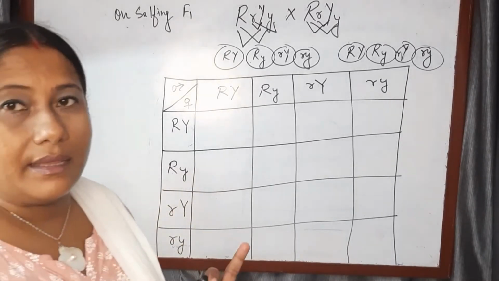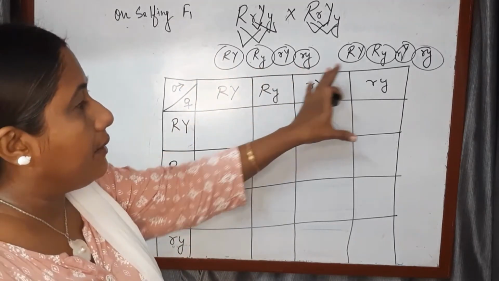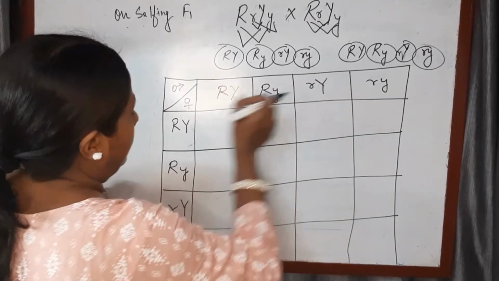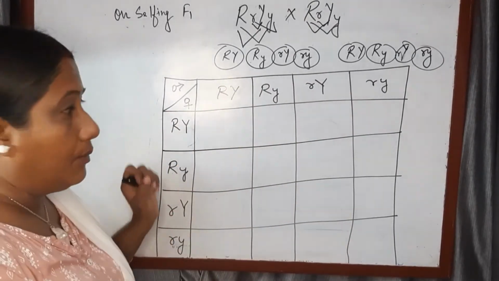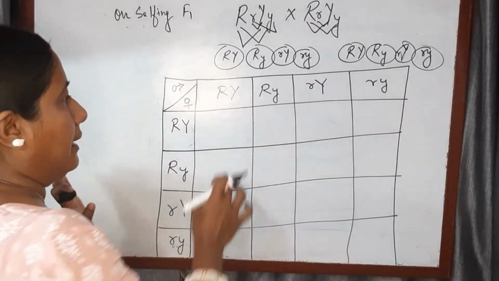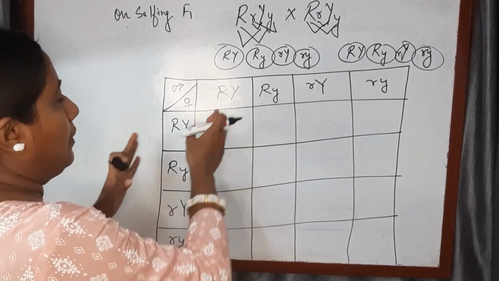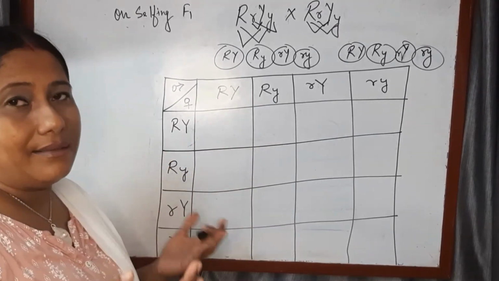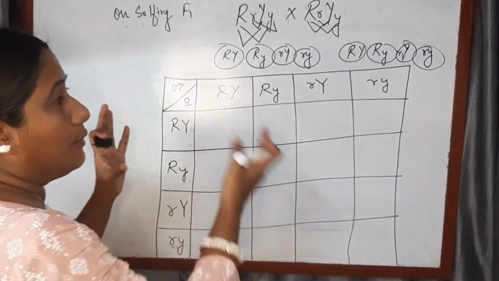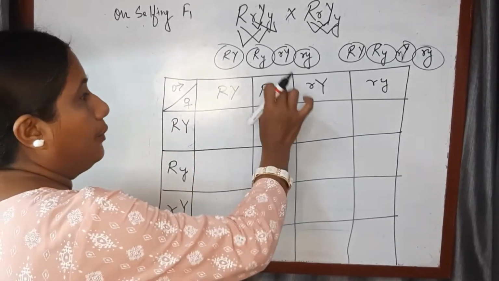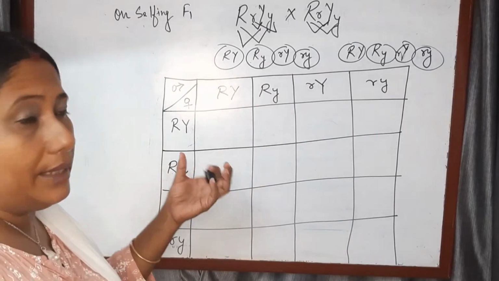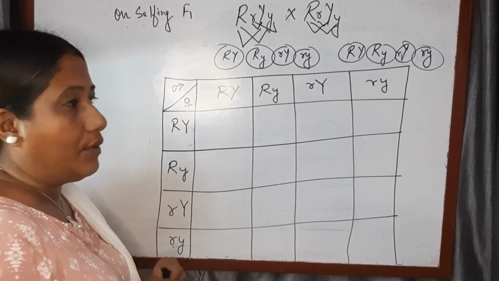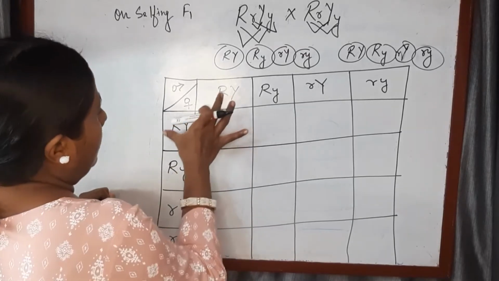One thing I must tell you, do maintain the sequence. The sequence you are writing here should be maintained here also. Don't write it haphazardly, like capital R, capital Y here, and again capital R, small y there. There is no problem actually, but when you are finding the ratio, counting the numbers, it becomes very difficult for you if the sequence is not maintained.